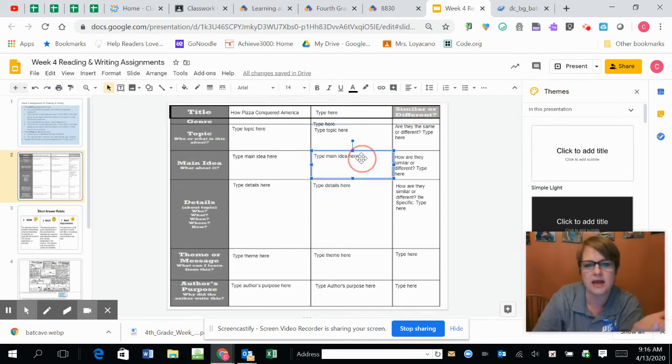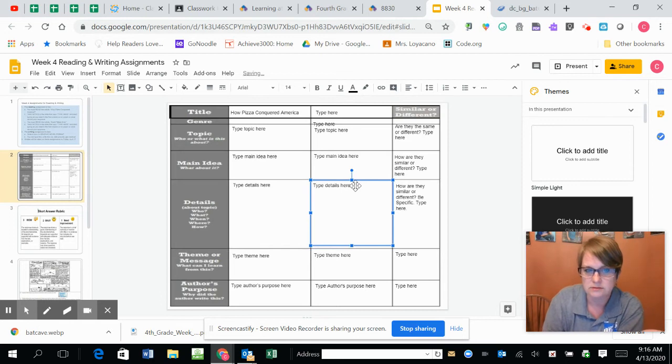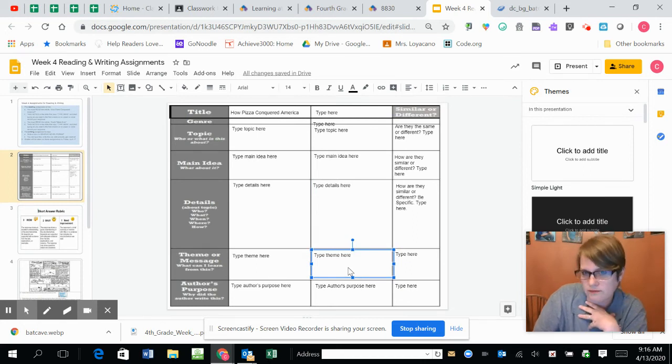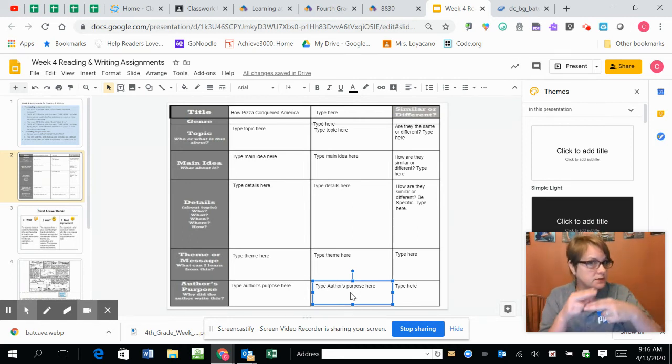All right, and then the main idea. What was the main idea of How Sushi Took Over? What were the details? Complete sentences. Write that in this section right here. The theme. What do you think we learned from this? And then the author's purpose. Did he inform us? Did he give us some descriptive details? Did he compare and contrast? Did he persuade us to do something?